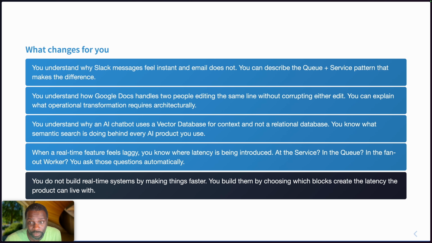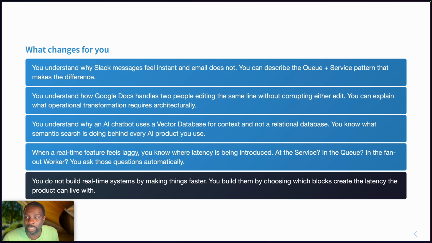After Course 3, 4 things change. You understand why Slack messages feel instant and email does not. You can describe the exact pattern that makes the difference. Queue plus service, message delivery through a persistent connection rather than polling. Presence state in a key value store.